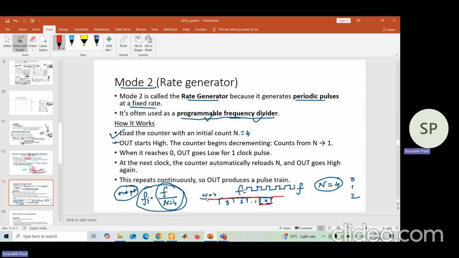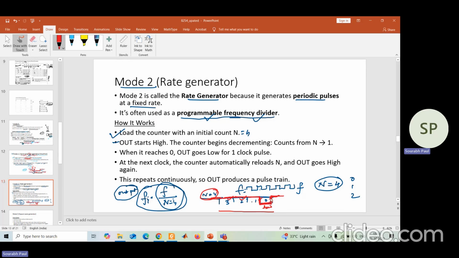So when you have loaded n equal to 4, at that time it is also high, then it is having the count 3, 2, 1. And when it reaches 0, at that time it will have a low value for the last clock, because you have to get 4 counts, 3, 2, 1, 0. Okay. So for the last duration, it will have a low value. Otherwise, in the remaining cases, it is high.